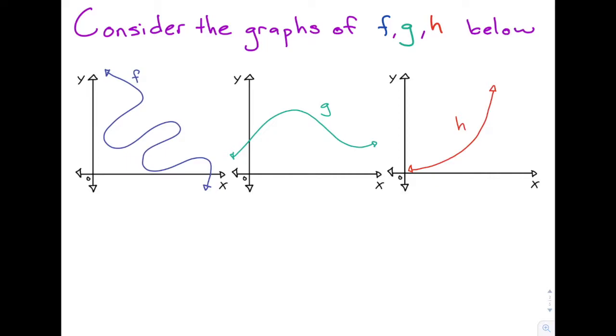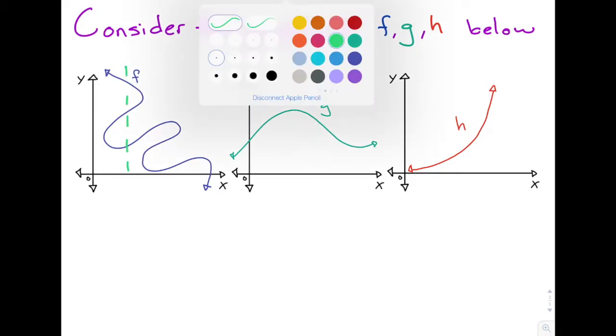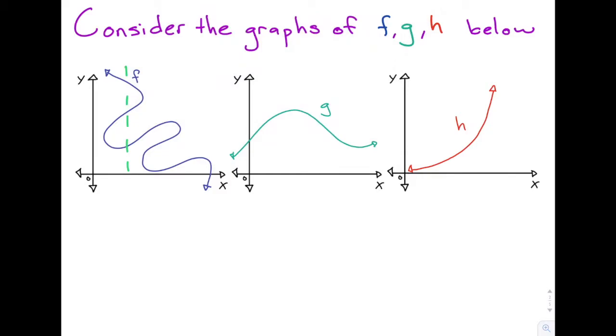So let's start by considering the graphs of f, g, and h below. Each of these graphs visually looks fairly distinct from one another, so let's try to describe them a little bit mathematically to give a more formal articulation of their visual properties. When we look at f, we might notice that there are many y values for a single x value. So let me write that. Multiple y for one x. Multiple outputs for the same input.